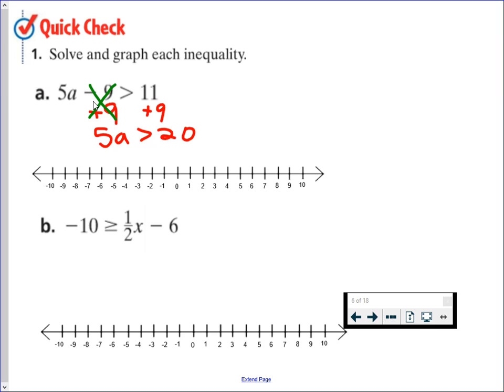Step 4. Addison's on top of it today. Maddie. Divide by 5. A is greater than 4, she says. Open or closed dot at 4? Open, nice memory.